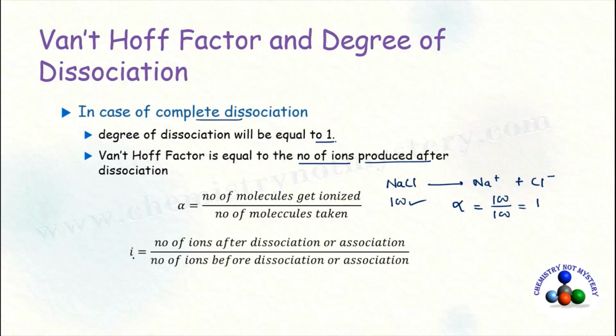And Van't Hoff factor i is equal to the number of ions after dissociation or association over the number of ions before dissociation or association. In case of NaCl, 1 Na+ and 1 Cl- ion are produced, so a total of 2 ions are produced. The number of ions before dissociation is 1, as there was just NaCl. So 2 over 1 is equal to 2. Here Van't Hoff factor i is equal to the number of ions produced after dissociation, so i will be equal to 2.